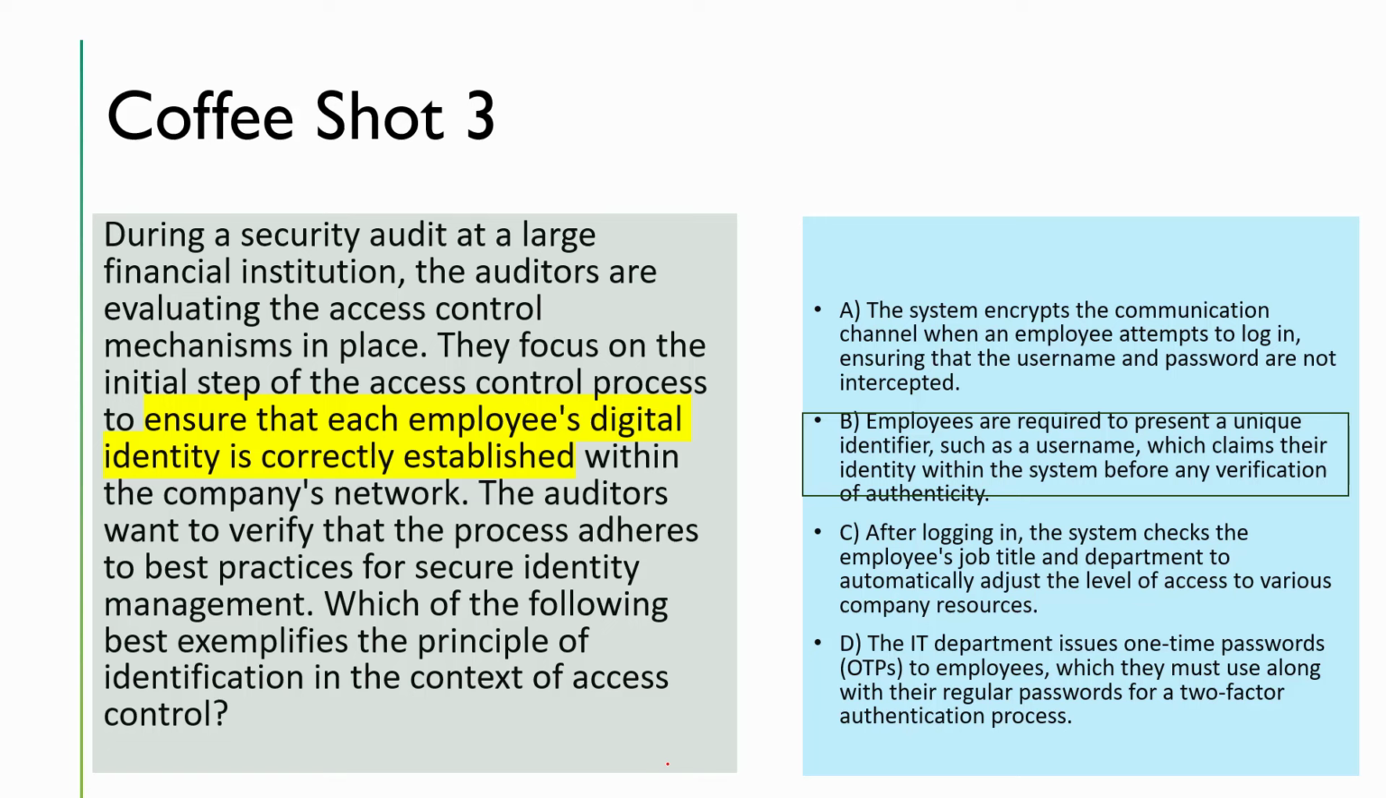If B is not there, we can still go with D: the IT department issues the OTP to the employee, which they must use along with the regular password for the two-factor authentication process. But the question is not talking about validating the authenticity. The question says verify that the process adheres to best practice and ensures each employee's digital identity is correctly established. That is the reason. Another important thing is that B covers a very high-level statement, whereas D only talks about one part, which is authentication. Let's move to the next question.